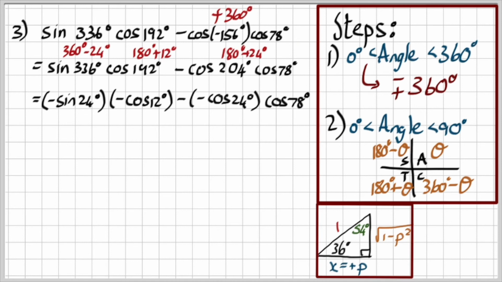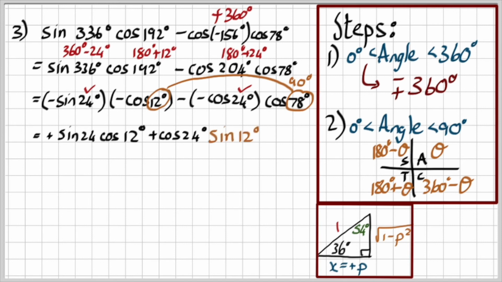Now here comes the important part. Once my angles are between 0 and 90, I now start looking for angles that are the same. So the 24 and the 24 is fine. But the 12 and the 78 is not the same. But I can get them the same because they add up to 90. So in other words, I am going to change the cos 78 into sin of 12. Okay? I hope that you are with me. I'm just trying to get the angles the same.